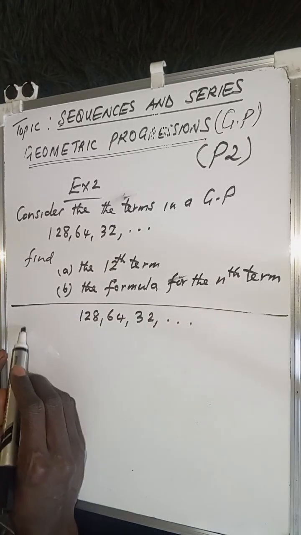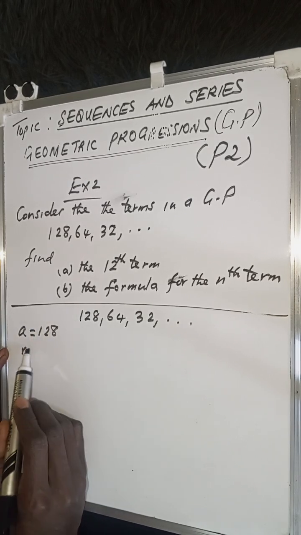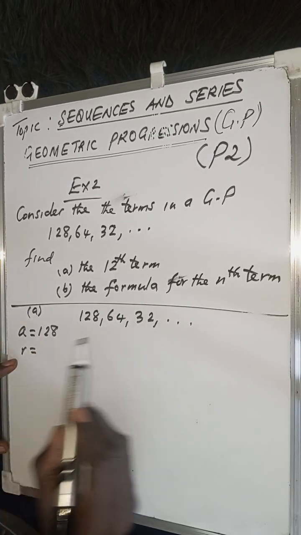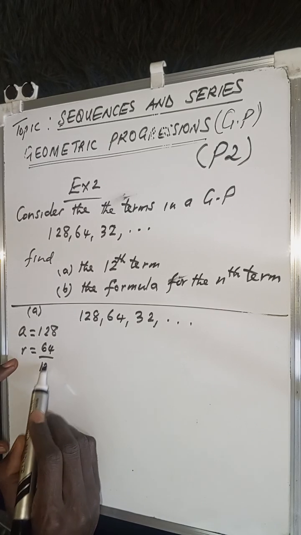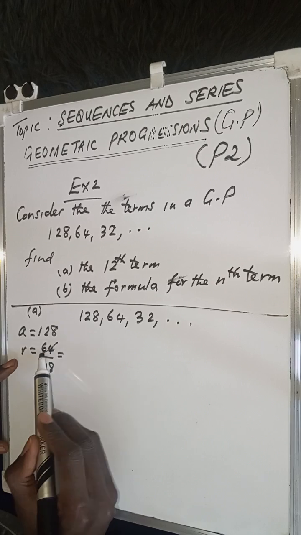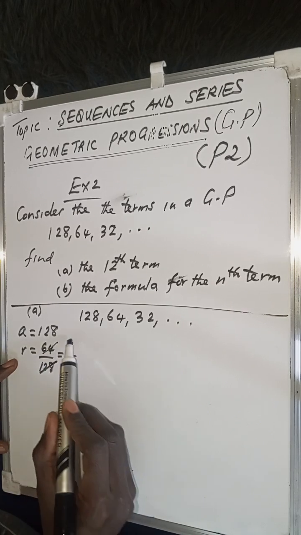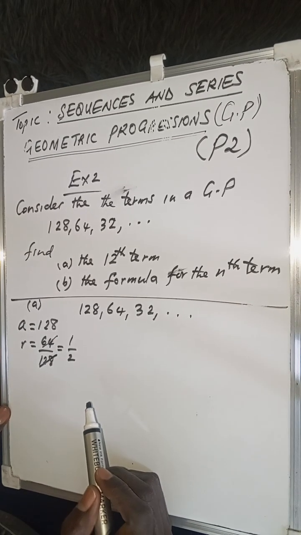So the first term, remember, the first term is given by A, which is 128. Then we need to know the common ratio. What is the common ratio that we have? You get your 64, you divide by the preceding term, which is 128. Of course, when you say 64 there is 1, 64 there, and that will give you a 1 over 2. So our common ratio is a half there. So that is what you need to remember.